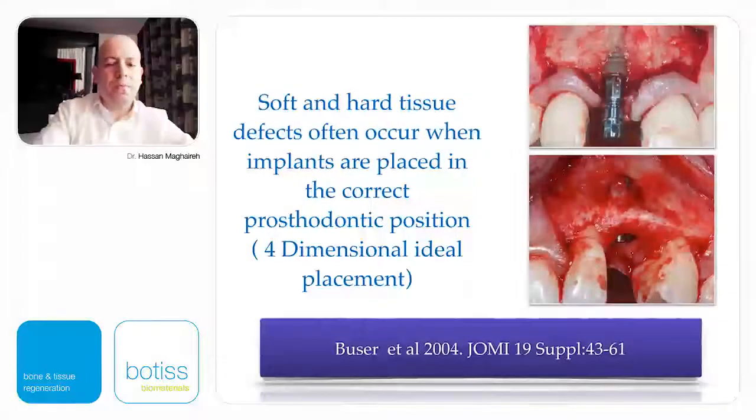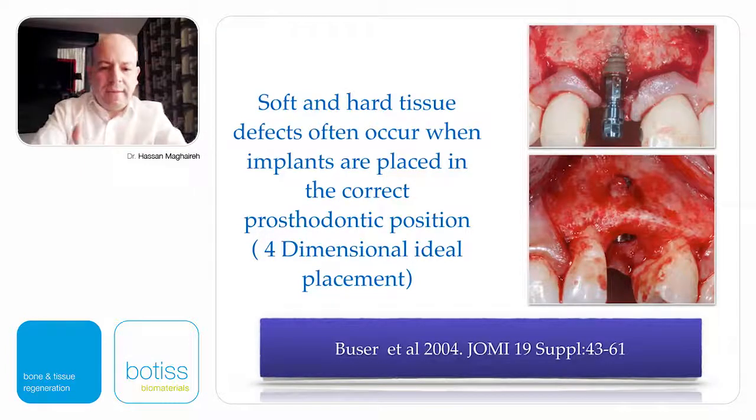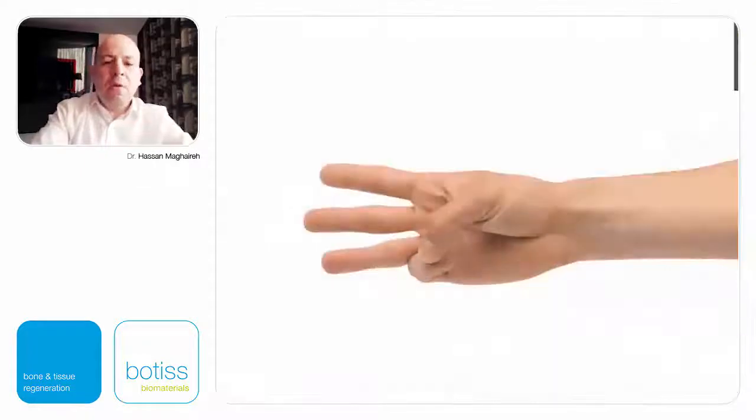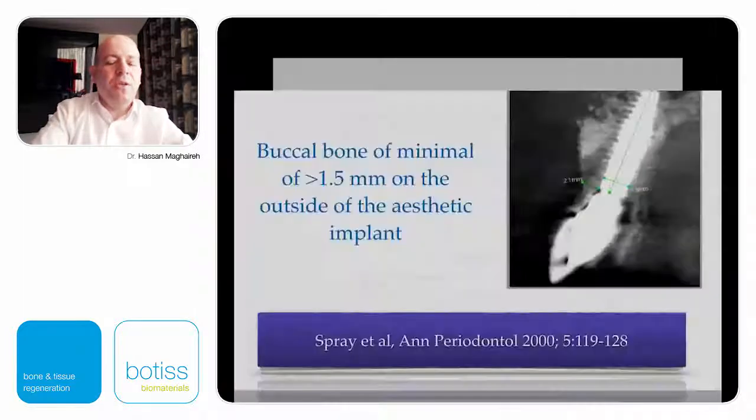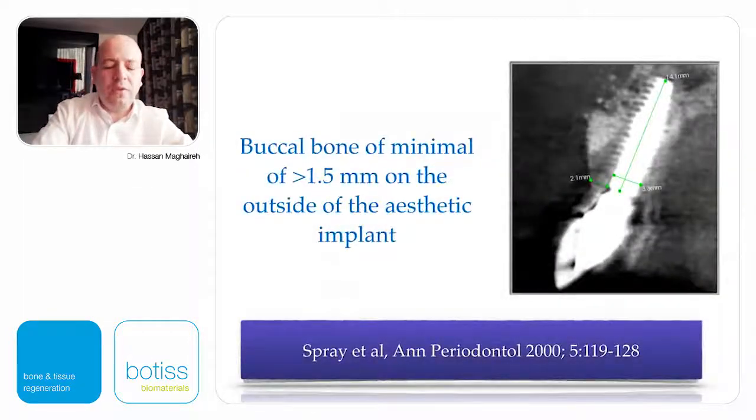Fact number two, soft and hard tissue defects will mostly occur whenever you place your implant in the correct four-dimensional placement. So whenever you place an anterior dental implant following the reverse treatment planning, following the prosthetic envelope, most likely you're going to end up with defects. And therefore, you will need guided bone regeneration. So if you're serious about your aesthetic implant dentistry, you need to focus on having good guided bone regeneration products and techniques to give you good results.